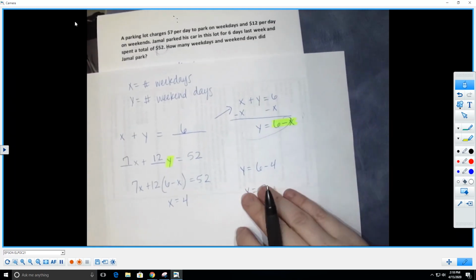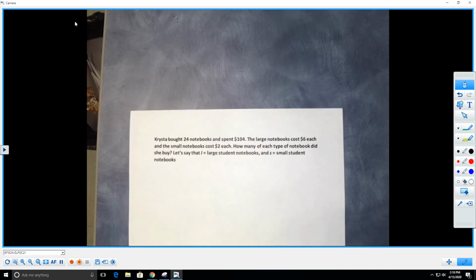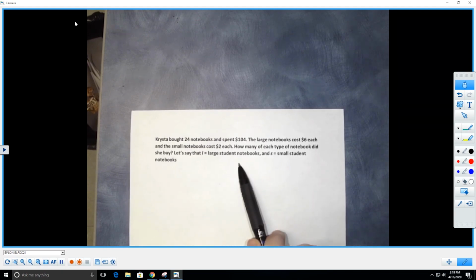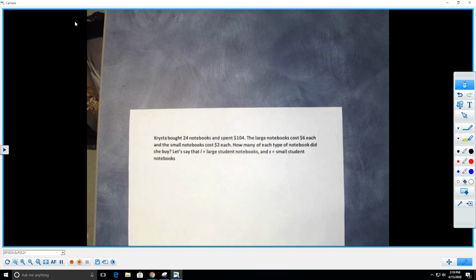Okay, here's one for you to do mostly on your own. All right. Krista bought 24 notebooks and spent $104. The large notebooks cost $6 each, and the small notebooks cost $2 each. How many of each type of notebook did she buy? Let's say that L represents the large student notebooks and S represents the small student notebooks. Now let's set up your equation.